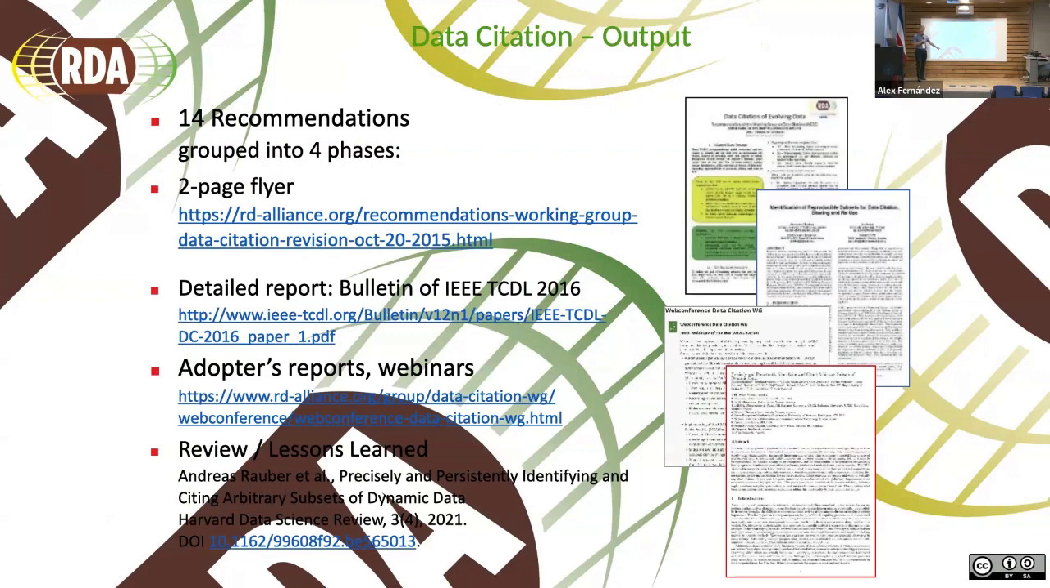Then we had a number of infrastructures that were implementing the recommendations. We have implementations for Git repositories, for CSV files, for relational databases, quite a lot. We had one for netCDF files. We had one for XML repositories that were distributed. So a lot of different infrastructures were implementing it. And there are a number of adopter reports and webinars available on that.